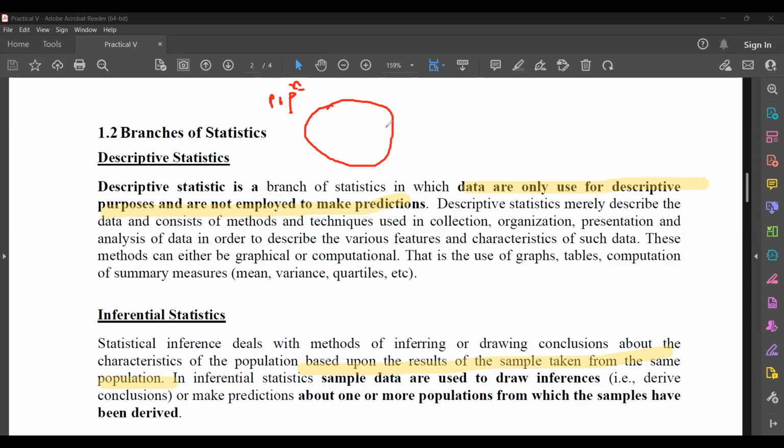Sometimes we have to collect data from each and every element in our target group. Can you give me an example for that?